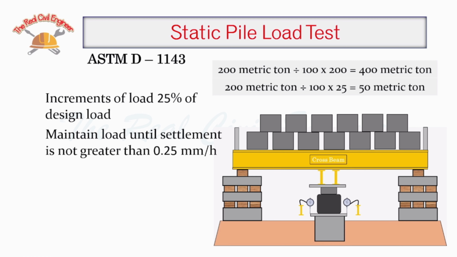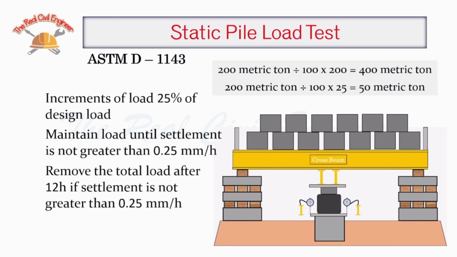Maintain each load increment until the rate of settlement is not greater than 0.25 mm per hour, but not longer than 2 hours. Remove the total test load any time after 12 hours if the butt settlement over a 1 hour period is not greater than 0.25 mm. Otherwise, allow the total load to remain on the pile for 24 hours.